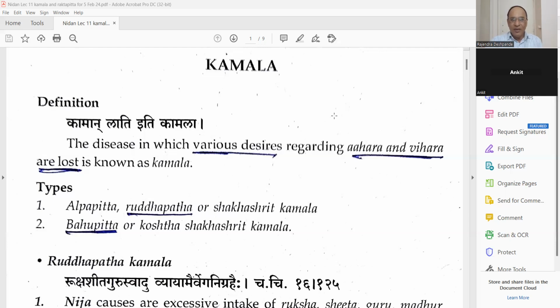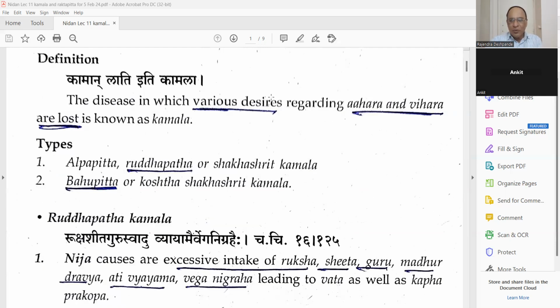This line is very important. Now the types, mainly two types: Ruddhapatha Kamala, Ruddhapatha, obstructive type. And the second is Bahupitta Kamala. Try to understand. Bahupitta, that is hemolytic jaundice.